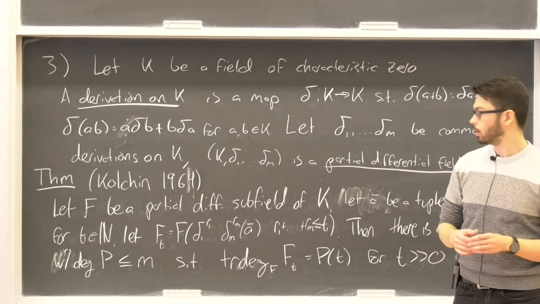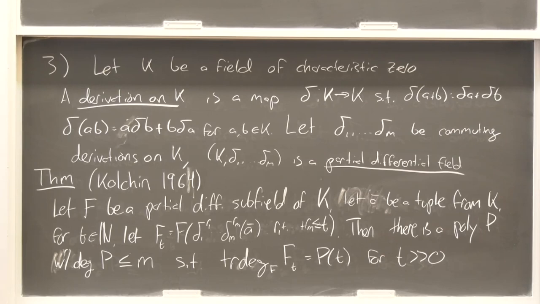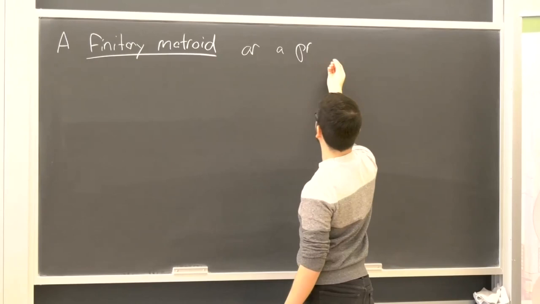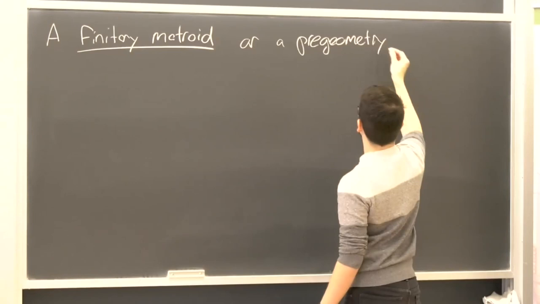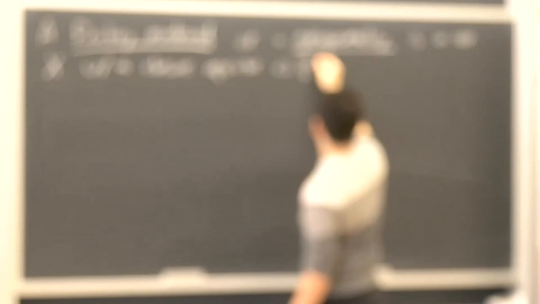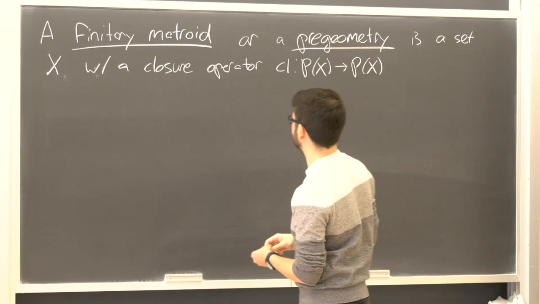I think this is just the way that it's usually written when doing this sort of thing. So a finitary matroid, or when it's used in model theory, it's generally called a pregeometry, is a set X with a closure operator CL. And CL here goes from the power set of X to the power set of X, so it takes subsets of X to subsets of X, satisfying the following properties.